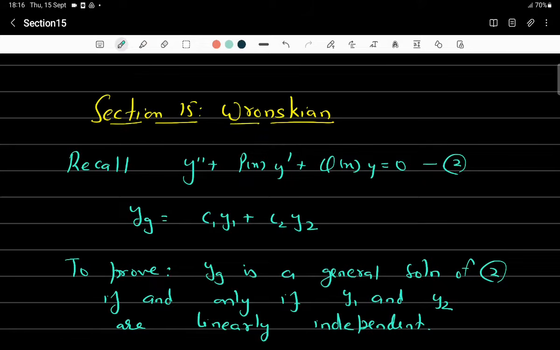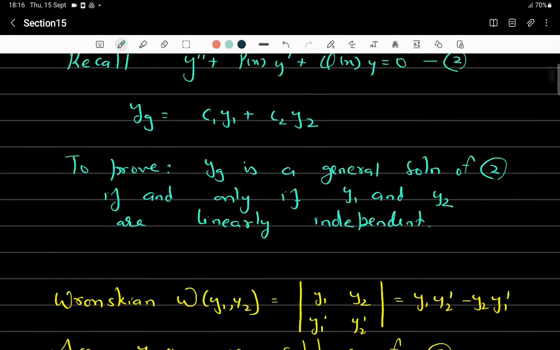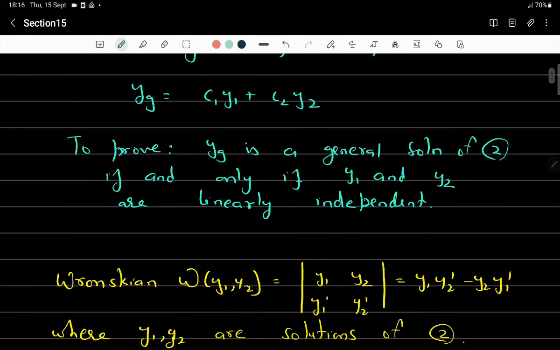So remember that whenever I talk of y1 y2, it means I am talking of the solutions of the homogeneous differential equation. Yg means the general solution of the homogeneous differential equation. To introduce the concept of linearly independent and linearly dependent, we will introduce the Wronskian, denoted as W of y1 y2, where again I am repeating, y1 and y2 are two solutions of the homogeneous second order differential equation. It is expressed as the determinant of y1 y2, y1 dash y2 dash, which is the same as y1 y2 dash minus y2 y1 dash.